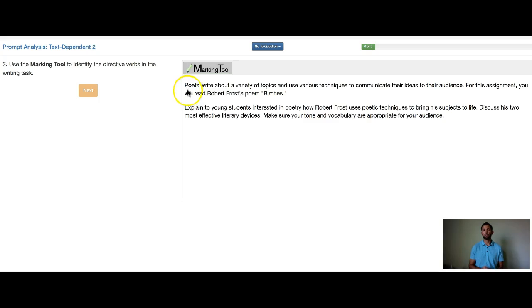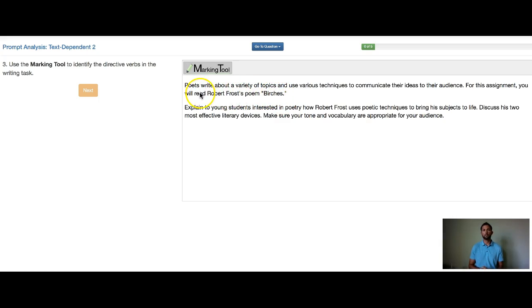Let's take a look at this first portion. You can see that the prompt has been broken into two parts. Let's look at this first part. Poets write about a variety of topics and use various techniques to communicate their ideas to their audience. For this assignment, you will read Robert Frost's poem, Birches.